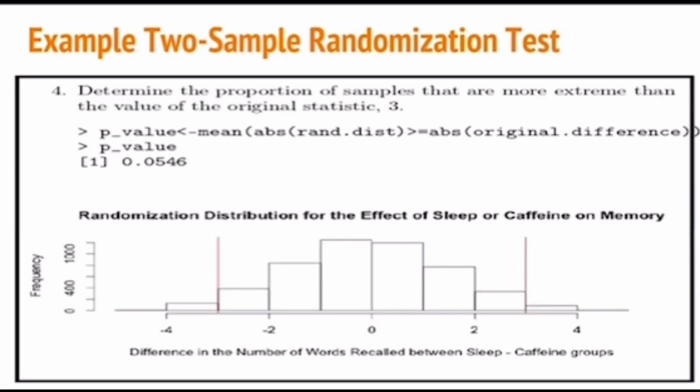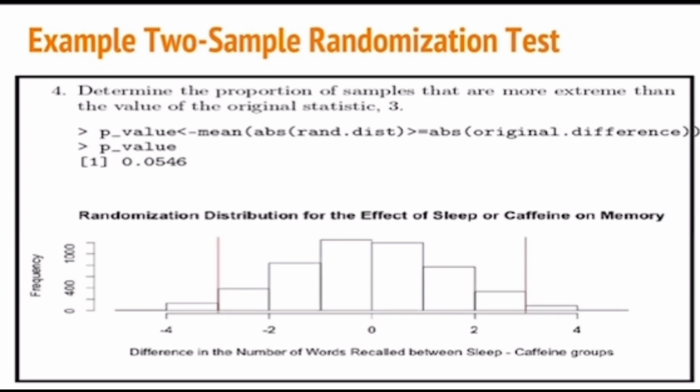To get this p-value, it is a ratio of the number of differences greater than the original difference divided by the totality. So to get this p-value, you are dividing something by 5,000. Any question? By 5,000 to get that.